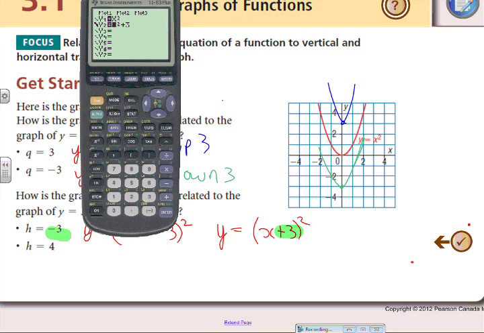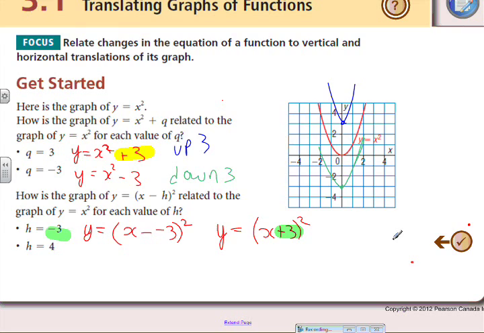let's keep the original there. Let's change this to bracket x plus 3 bracket squared. Let's graph that. There's the original, and ooh, neat. It moved to the left. Let's do 1, 2, 3. It went 3 to the left when h was negative 3. 3 left.